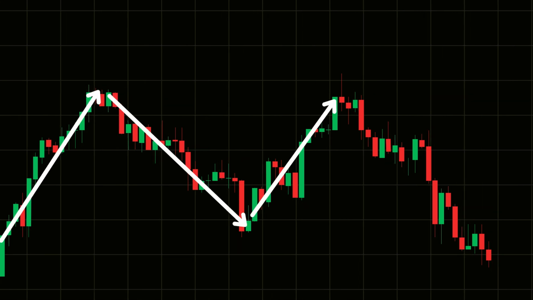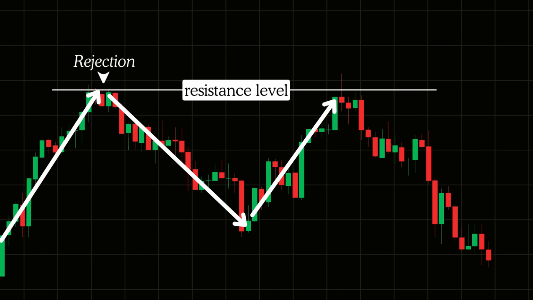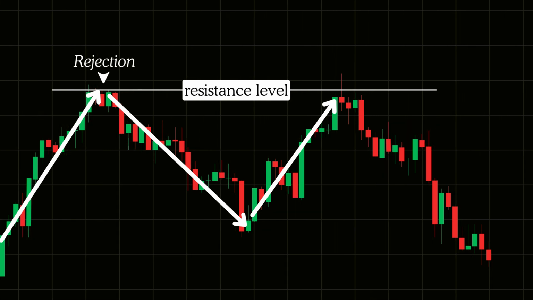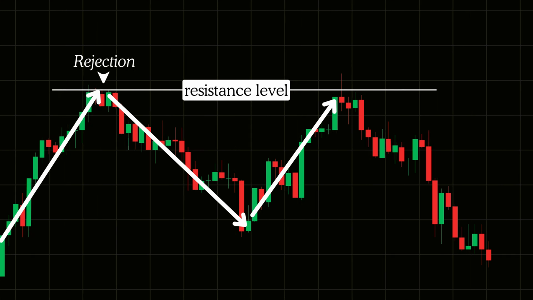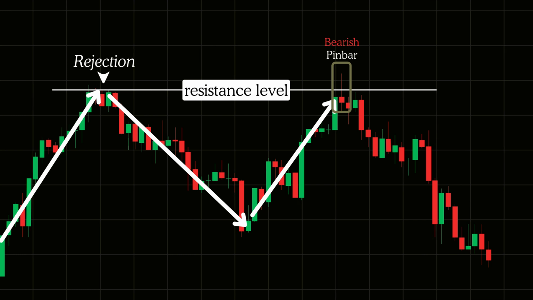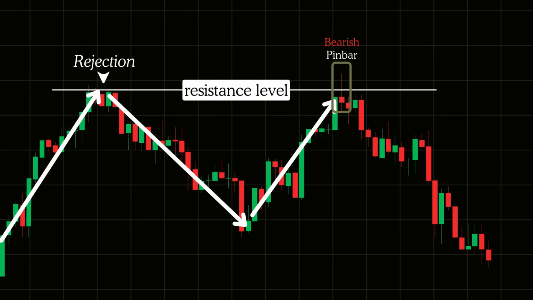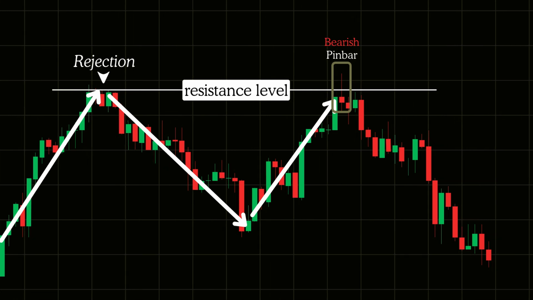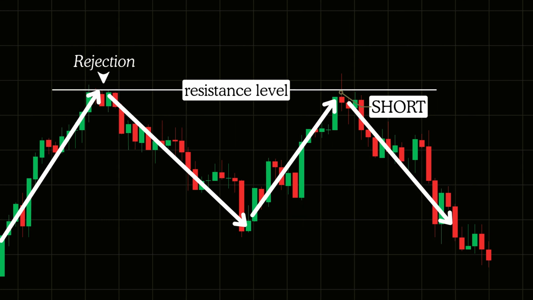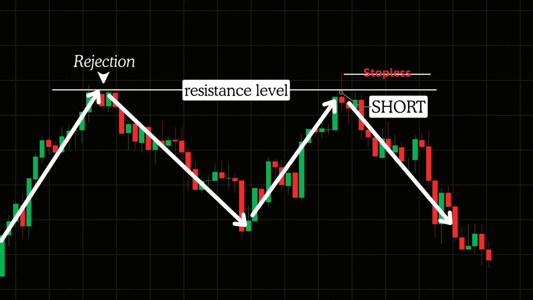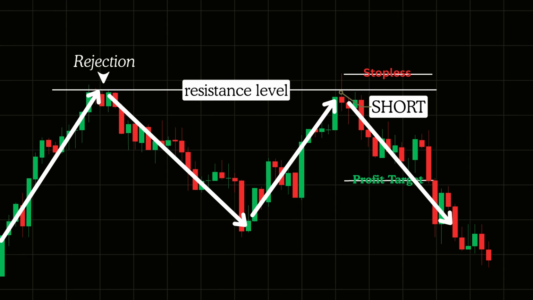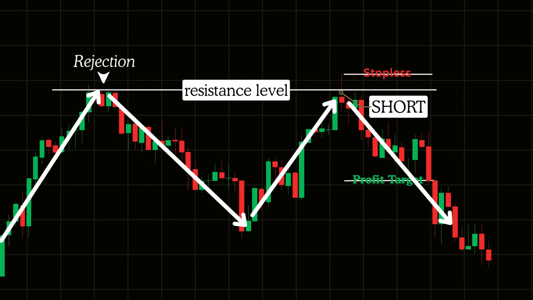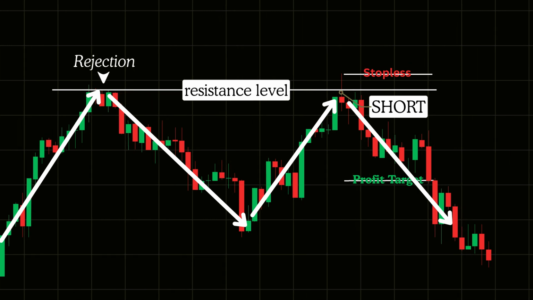So we now know this resistance level caused rejection previously, meaning there's a higher probability it will again. The current price is testing that same resistance level. A bearish pin bar has appeared, signaling downward pressure due to rejection from higher levels. Combined, these signs point to a strong setup for a short trade. For risk control, you can place your stop loss above the wick, and target a profit that is around 3 times the size of your stop. As shown here, this resulted in a solid profit from the downward move.